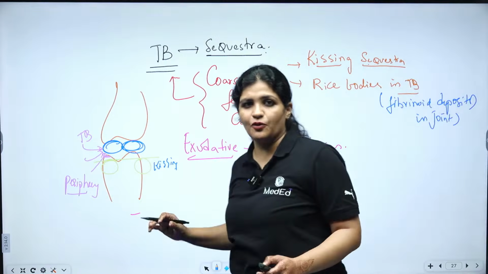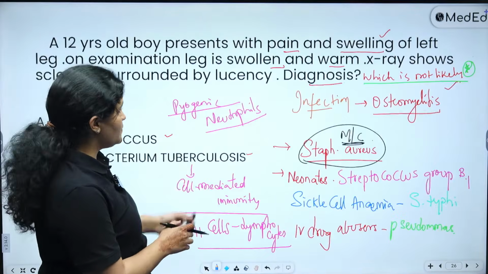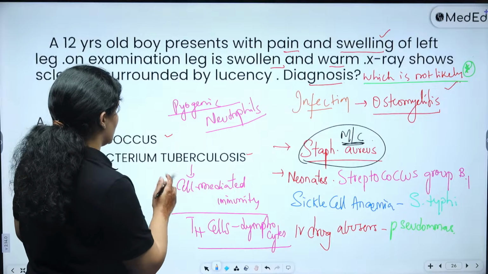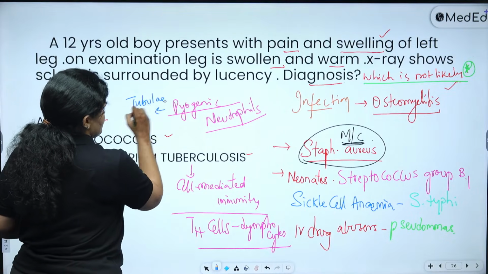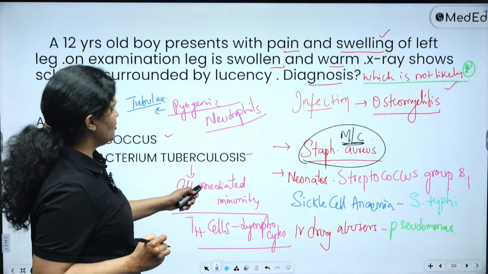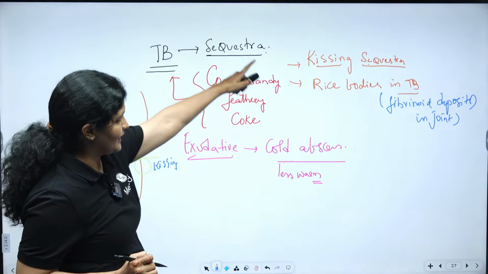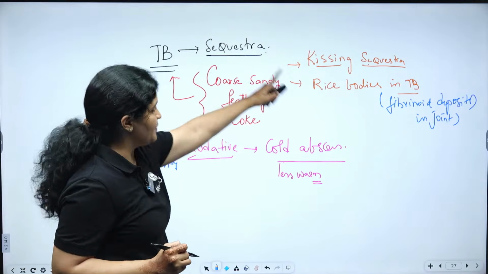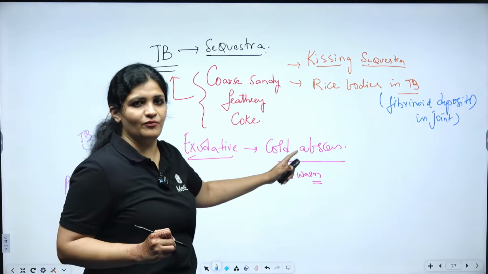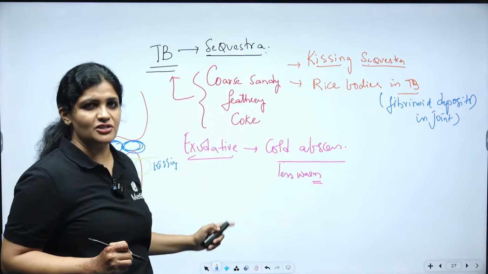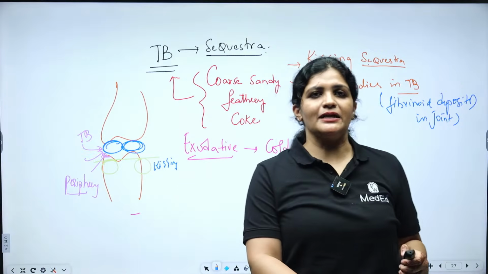So sequestra is formed. The sequestra is coarse, sandy, feathery and coke type. And when it comes to pyogenic, the sequestra is usually tubular sequestra. It could be coarse, sandy, feathery and coke in case of tuberculosis. You see kissing sequestra in TB, rice body appearance in tuberculosis, and cold abscess in tuberculosis, which is less warm when compared to pyogenic. So these are all the features of your tuberculosis, okay? And the bacterium is Mycobacterium tuberculosis.